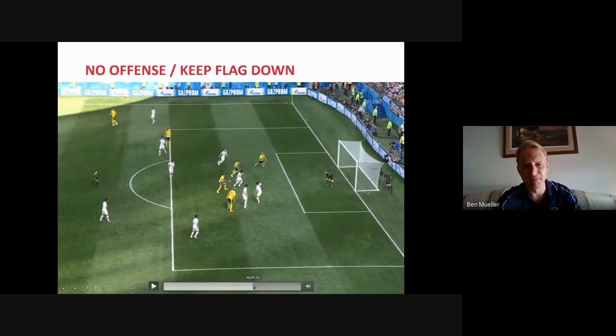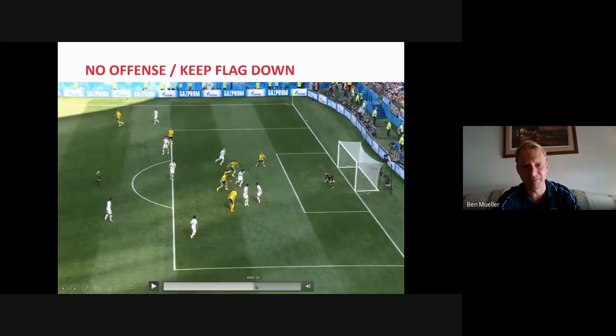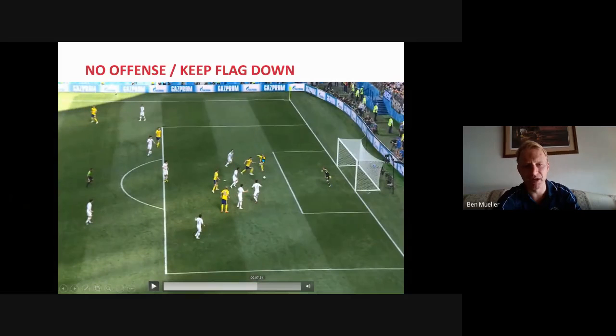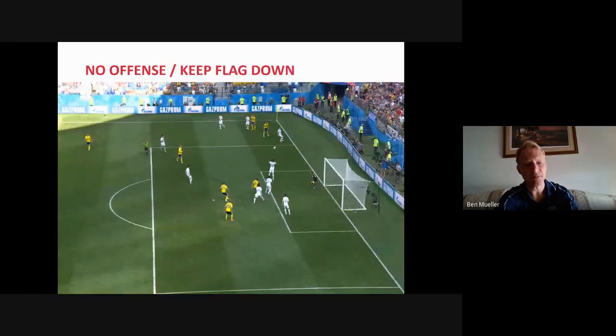Okay, yes, he makes a motion at it, but who gets to it first? The player that came from an onside position. So this guy never got involved in play. So this is actually flagged down, no offside. So we have to wait and see if that player actually gets involved in play, which he never did here. So it's flagged down.